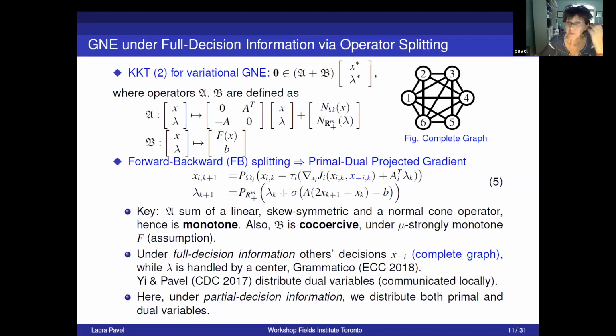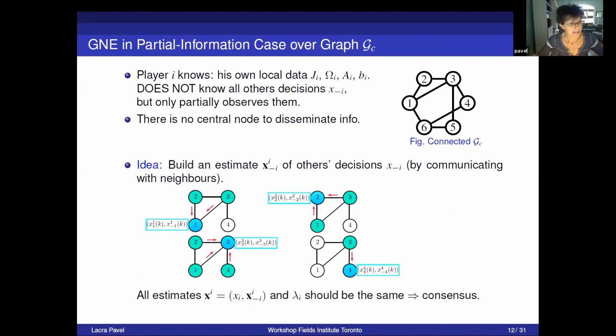Now, what we're going to talk about here is essentially how can we extend this to the case in which we do not have a complete graph. In other words, each player does not have access to all of the others' actions, as in 5, but only partial decision information, as resulting from communicating only with some neighbors over a communication graph. And this is the case that one has here, where each player only knows and communicates with some of their neighbors. There is no central node to disseminate.